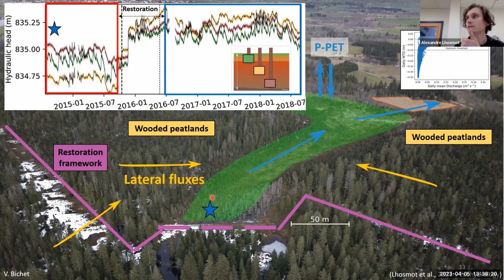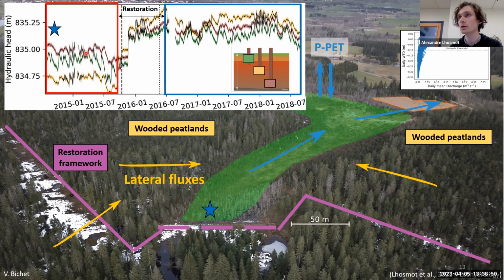There is a piezometer measuring hydraulic pressure in the surface peat layer, in green on the little chart here. A piezometer monitoring the hydraulic pressure in the intermediate peat layer, and then a third piezometer monitoring the deeper peat layer at approximately 2.5 meter depth. We observed an increase in hydraulic pressure after the restoration at each depth.